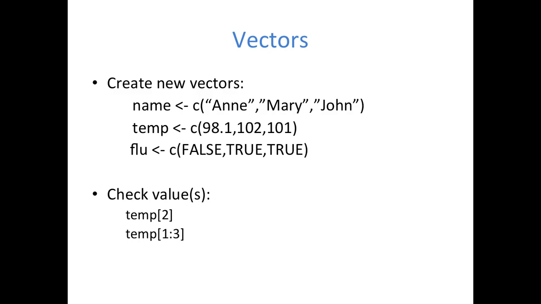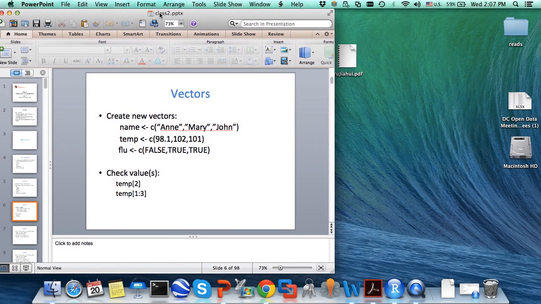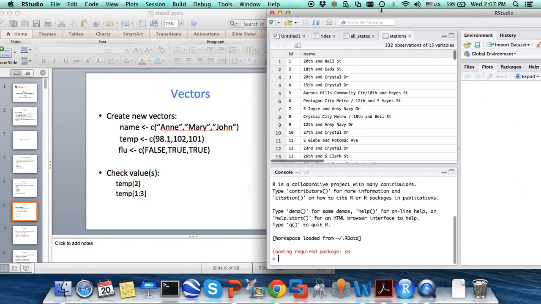How do we create vectors in R? So the name on the left hand side is basically the name of the vector. Every time we say name, we're going to be referring to a set of 3 names, which are Anne, Mary, and John. We create a vector with the c command, and between parentheses we put all the elements for that vector. Let's go and try the different commands that we talk about in R.